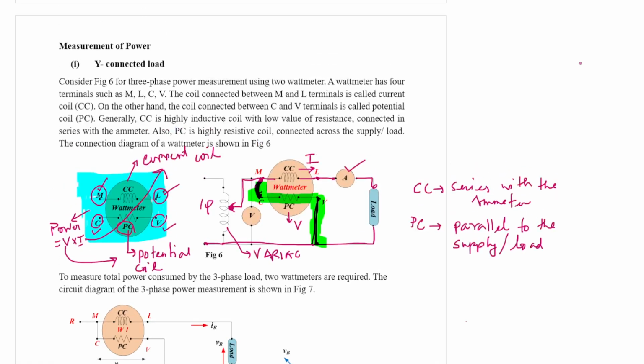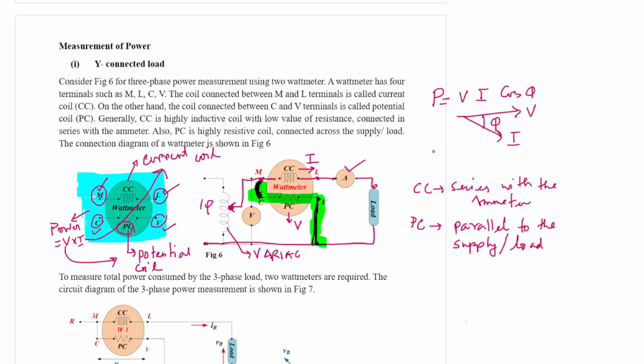Now the wattmeter measures power, that's all right, but what is power? Power is basically V into I cos phi. And what is this phi? Phi is the angle between voltage and current. So the wattmeter measures voltage and current, that's okay, but phi is nothing but the angle between voltage and current that the wattmeter measures.